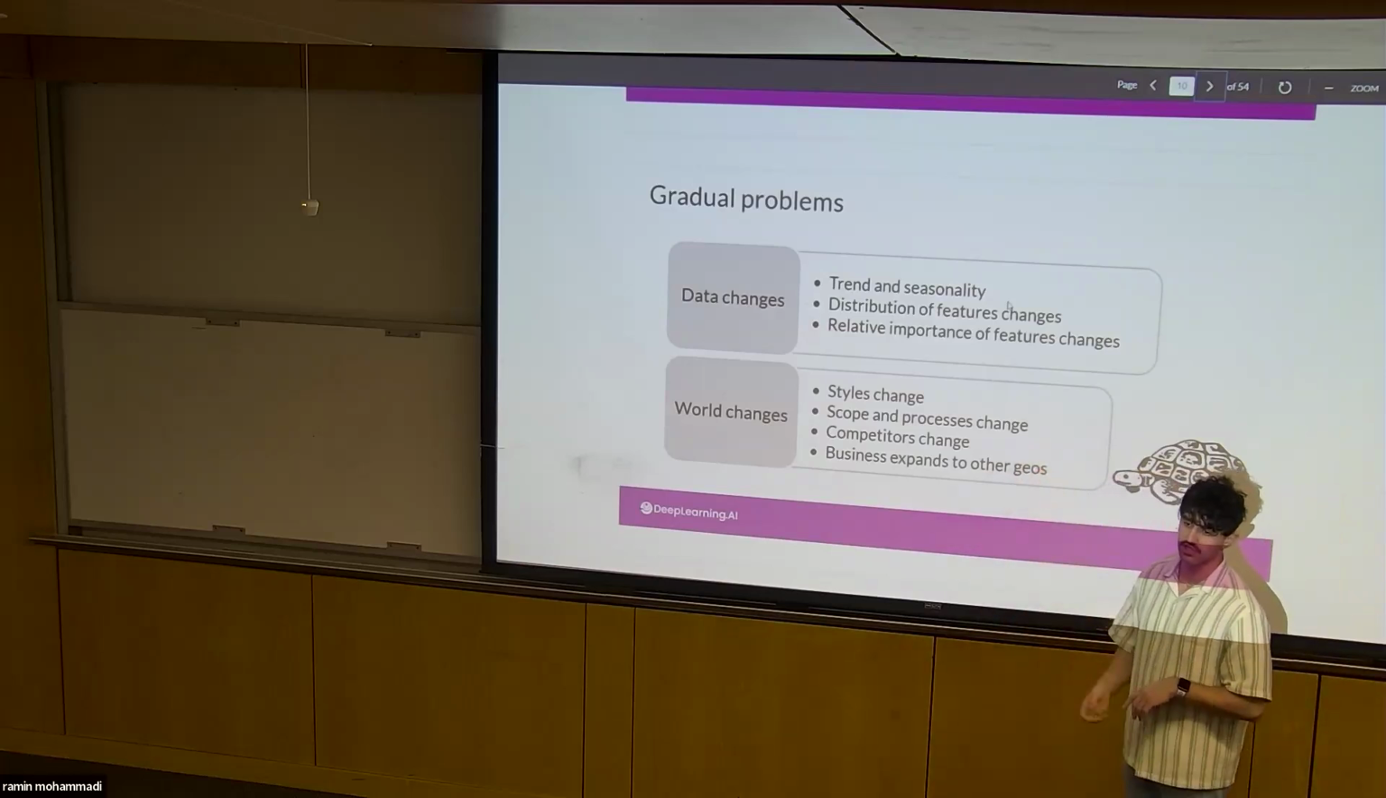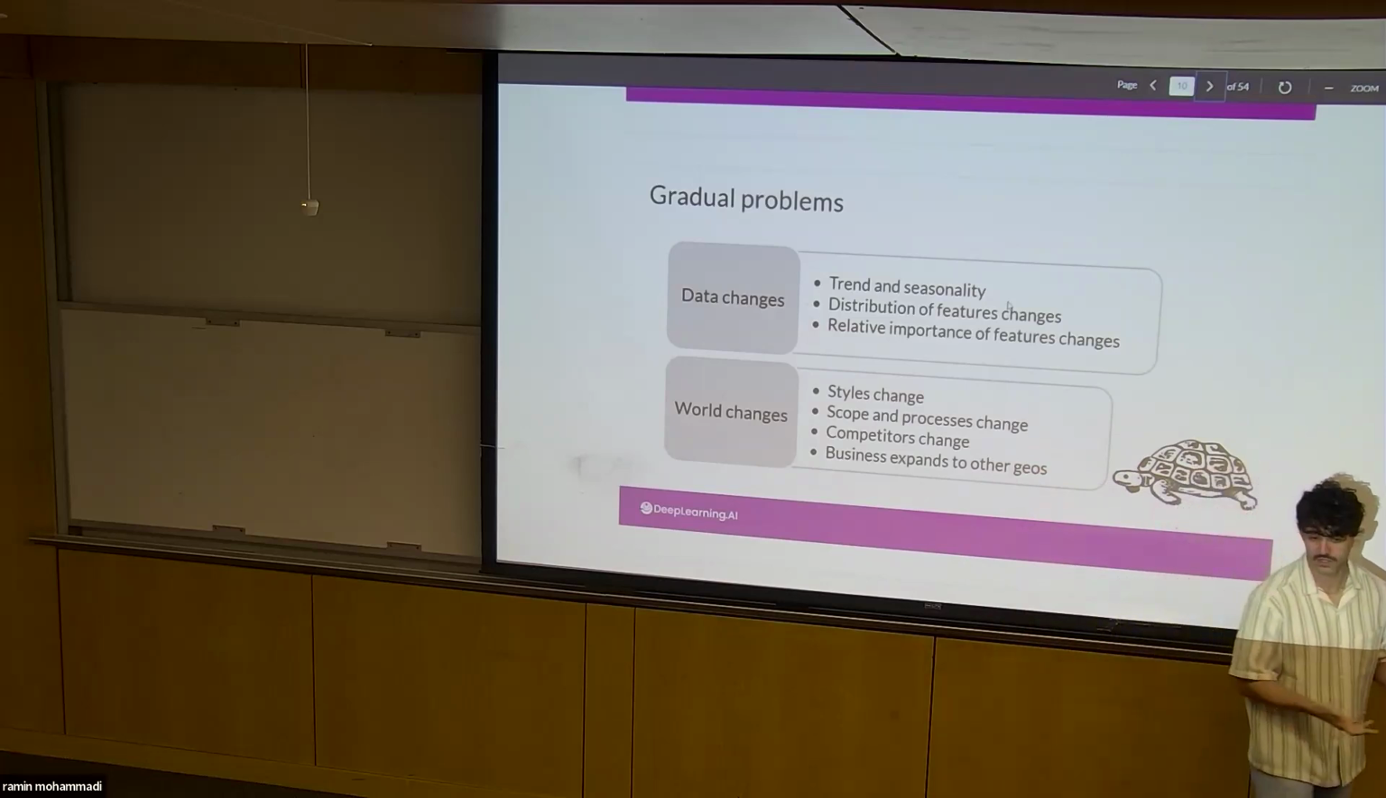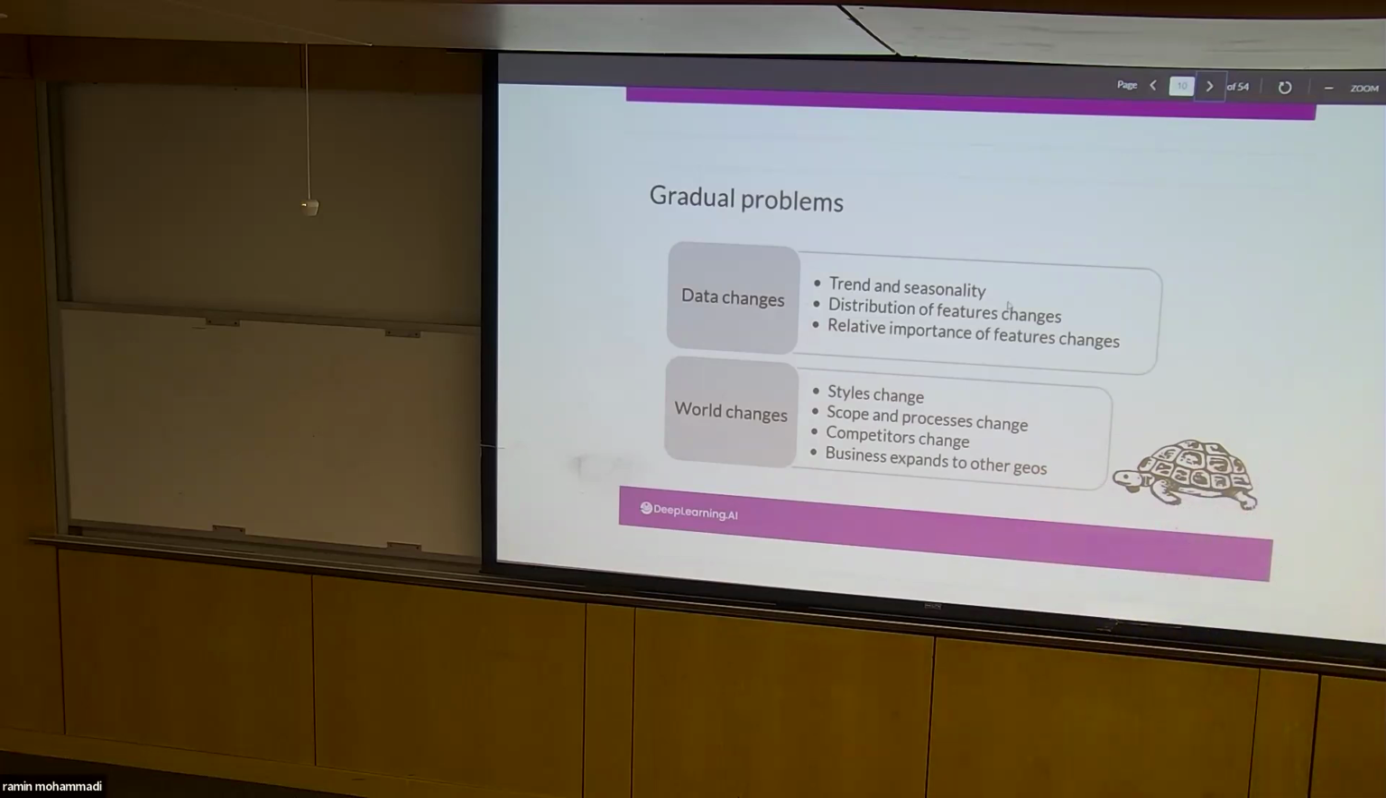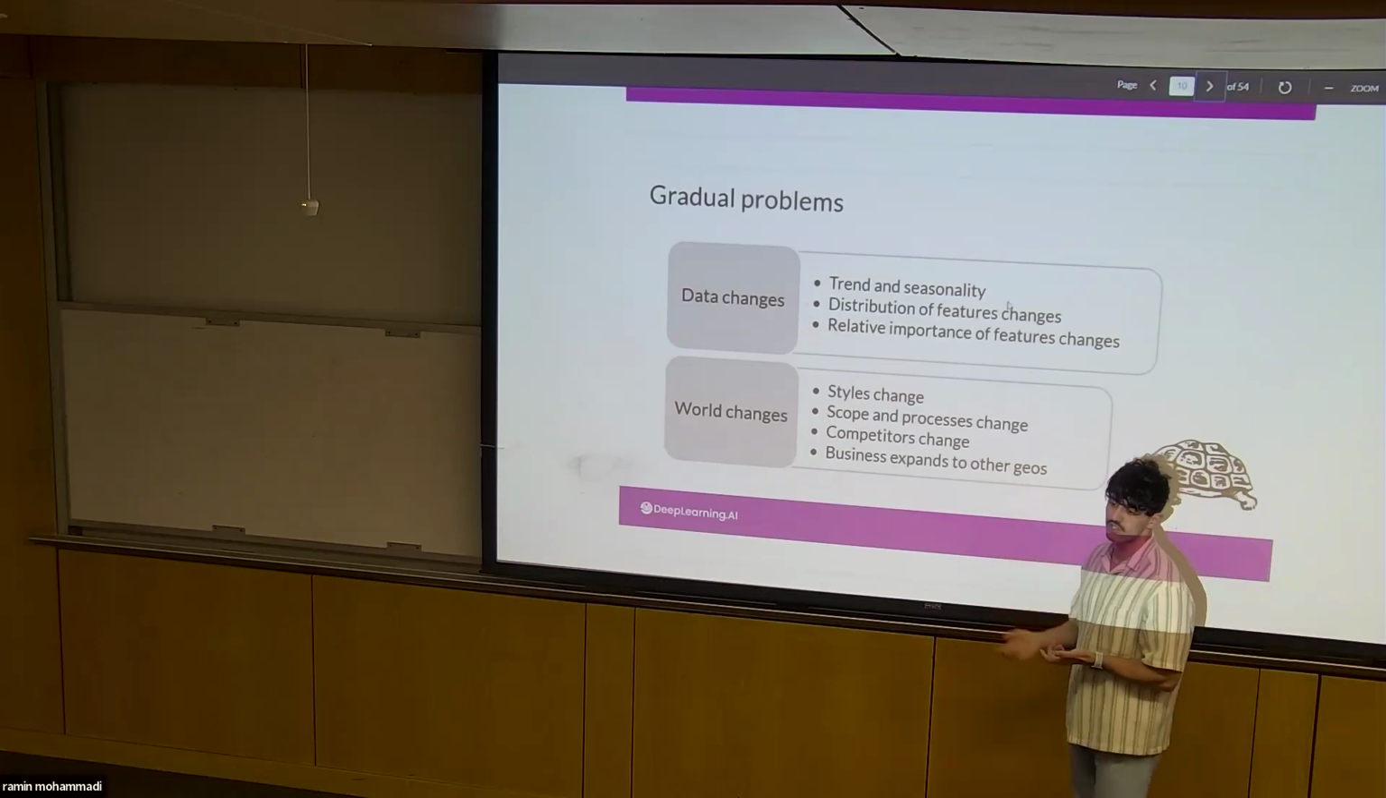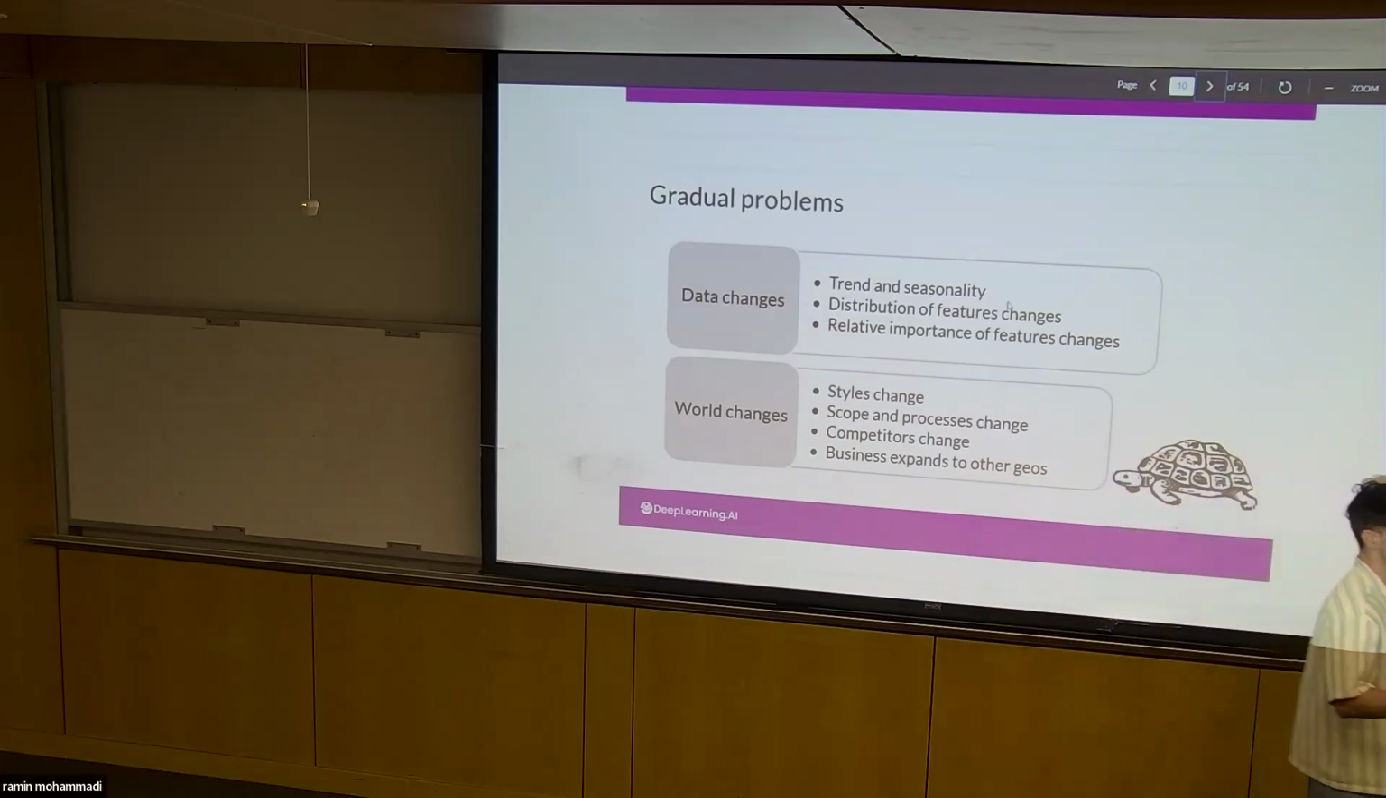The competitors have changed. Like previously, you didn't have a competitor in the market. All of a sudden, you have competitors. Like right now, ChatGPT and DeepSeek, whatever is going on, right? Or the business expands to other geographies. You built your model for a certain geography, but now all of a sudden the company decided to sell it in a different geography, and you didn't train your model for that. Your model will not perform the same as it did here versus in another country, because the data that you used was primarily from here, right?